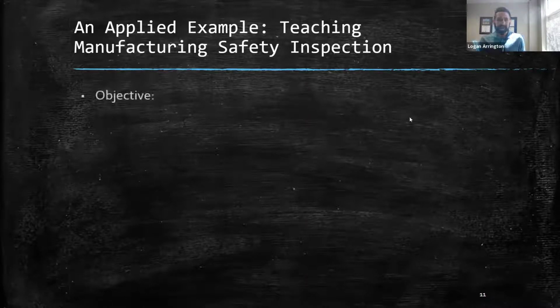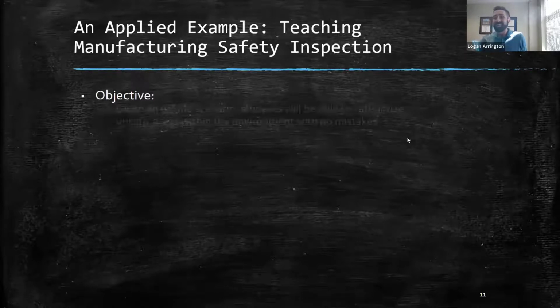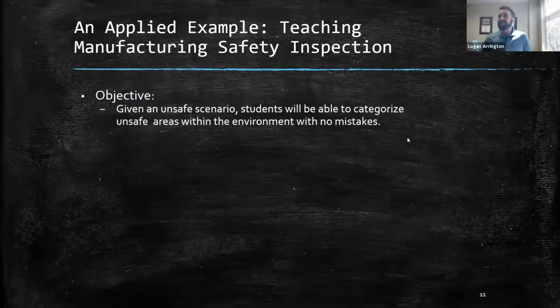Probably no surprise, as an instructional designer, I started with my objective. In this case, we're looking at a manufacturing safety course, more specifically a safety inspection course where you're teaching manufacturing safety, thinking about factories and that aspect of it. The objective would be: given an unsafe scenario, students will be able to categorize the unsafe areas within the environment with no mistakes.